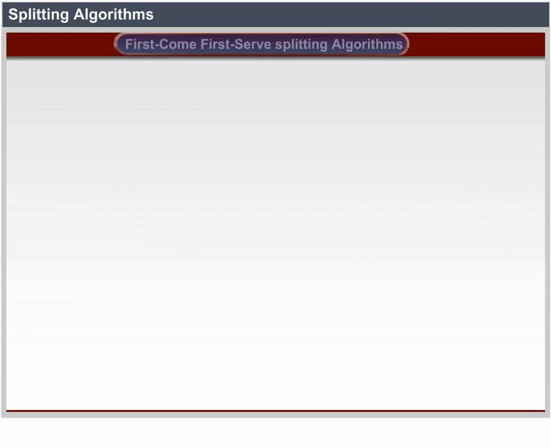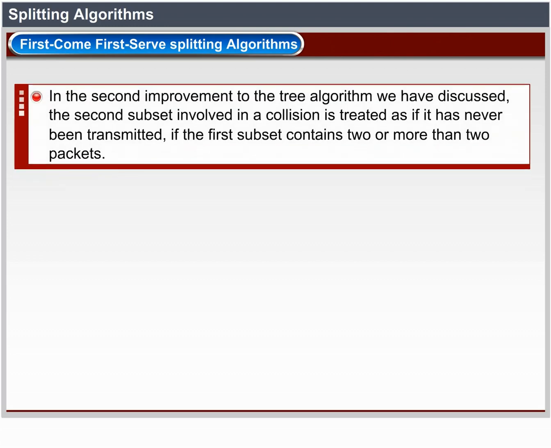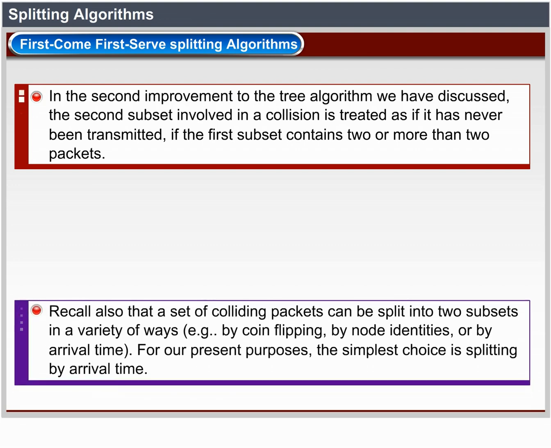First come, first serve splitting algorithms. In the second improvement to the tree algorithm we discussed, the second subset involved in a collision is treated as if it had never been transmitted if the first subset contains 2 or more packets. Recall also that a set of colliding packets can be split into 2 subsets in a variety of ways, for example, by coin flipping, by node identities, or by arrival time. For our present purposes, the simplest choice is splitting by arrival time.